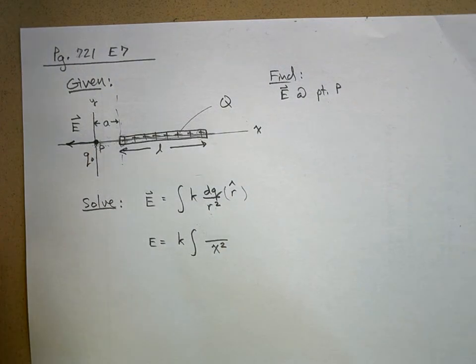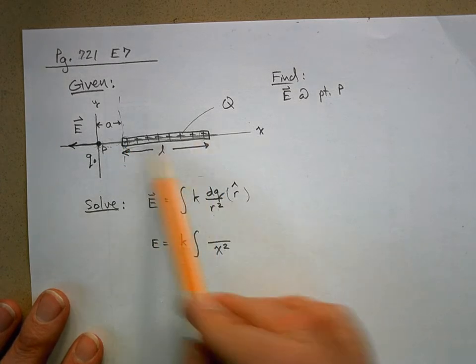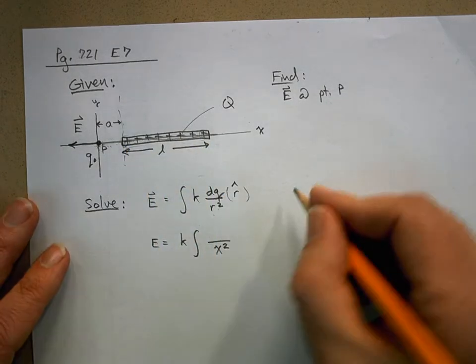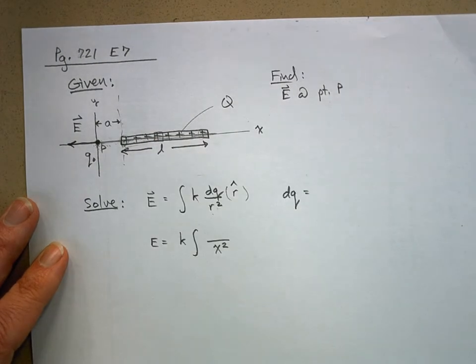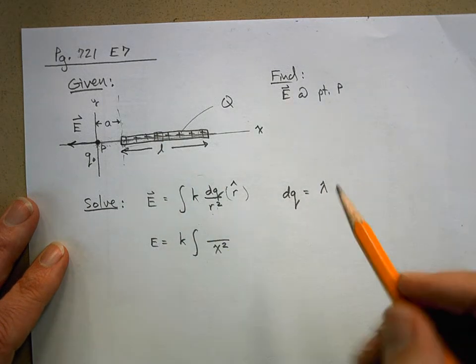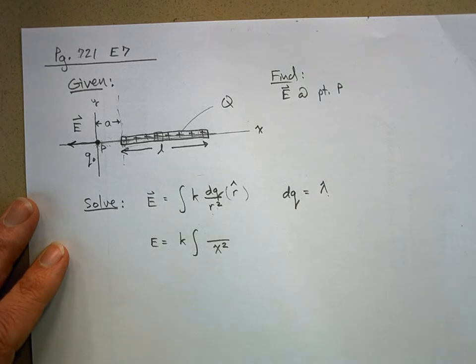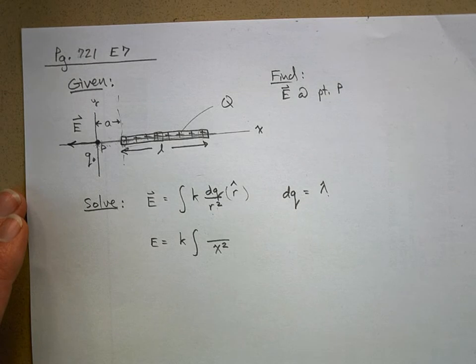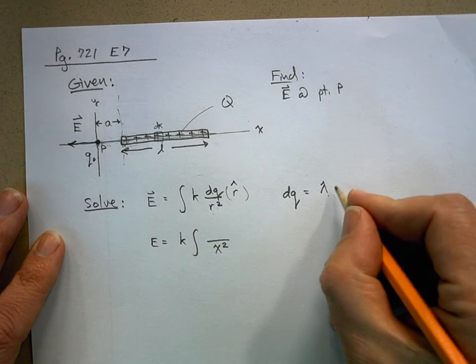So we need to get dq now in terms of x. And so whenever we do that, we're going to use a charge density. Now look, this is along a line. So we're going to use a linear charge density. We're going to say that dq, a little chunk of charge, is going to be equal to the charge density per unit length, lambda, and that's the linear charge density, how much charge you have per unit length, times a little tiny length. A little tiny length is dx.